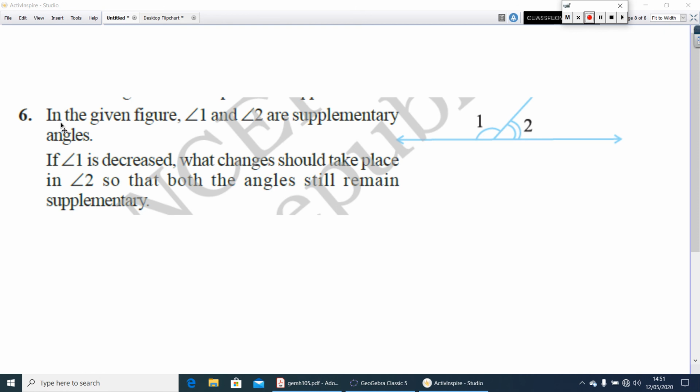Here is question number 6. In the given figure, angle 1 and angle 2 are supplementary angles. That means the sum of these two angles is 180 degree. If angle 1 is decreased, what changes should take place in angle 2 so that both the angles still remain supplementary? That means, when angle 1 is decreasing, what will happen to angle 2? Whether it will decrease or increase.